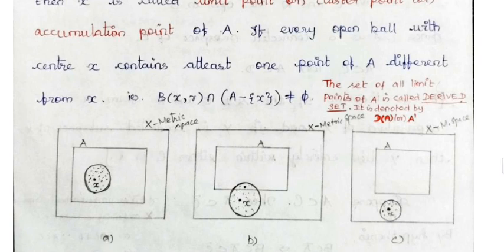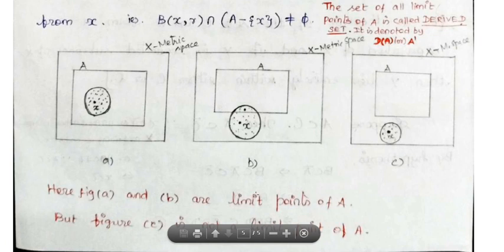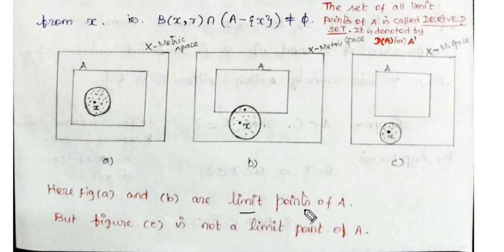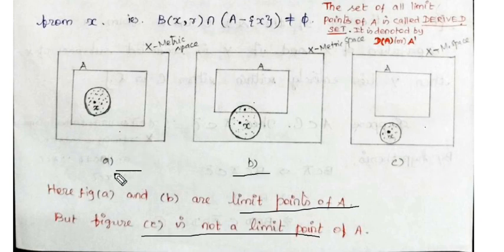So finally we can say that figures A and B are limit points of A. See here, one point is contained in A, and in the other all the points are contained in A, but here no points are contained in A. So figure C is the example that is not a limit point of A, and figure A and figure B are limit points of A.